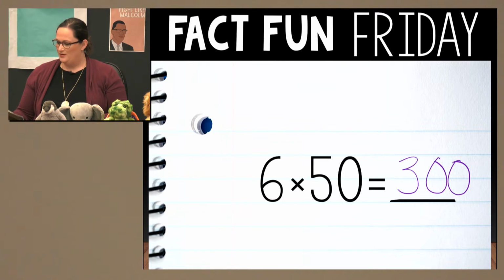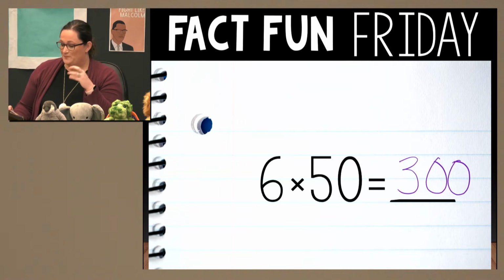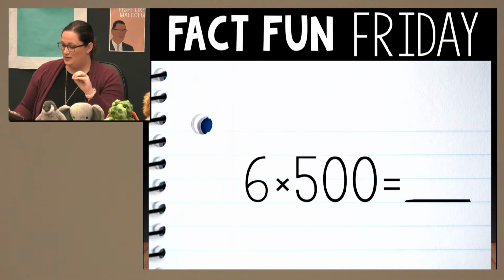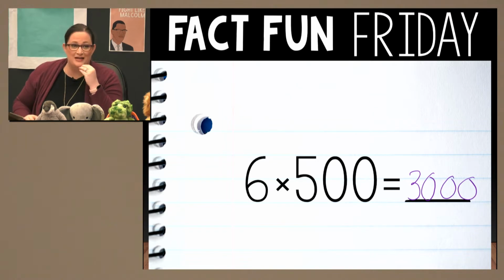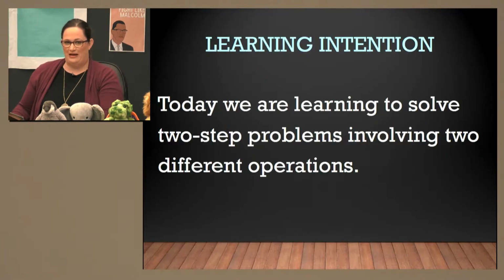Oh, awesome. Okay, if 6 times 50 is 300, then what's 6 times 500? Ooh, this is a big number. So if 6 times 5 is 30, and we need 10 30s, which is 300. So 6 times 5 is 30, and we need 30 hundreds. 3,000. Woo! I love patterns in math.